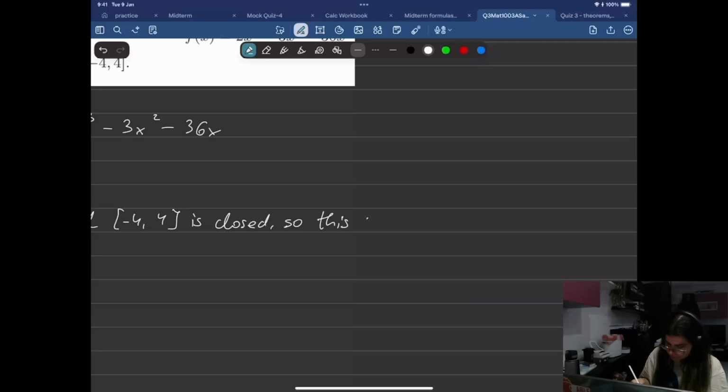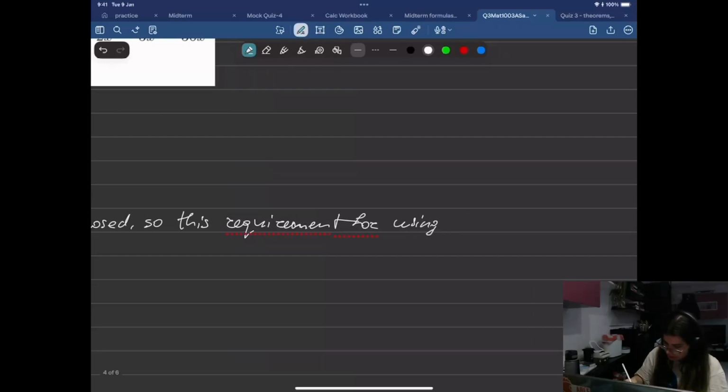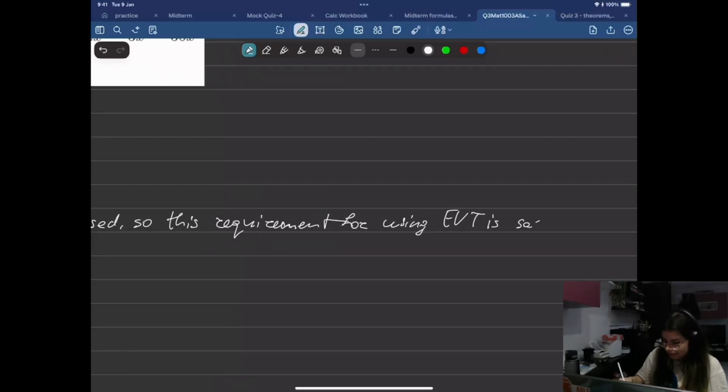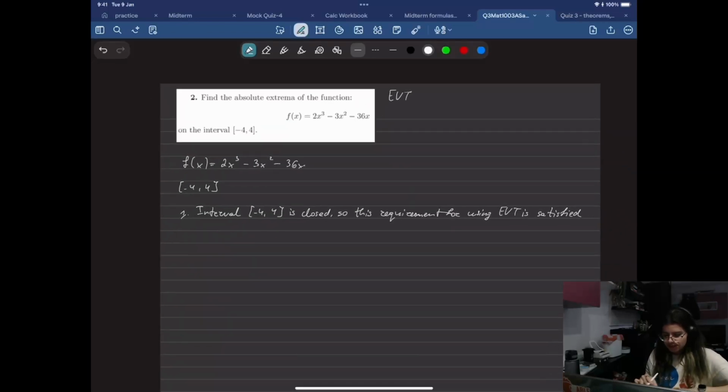this requirement for using EVT, extreme value theorem, is satisfied, right? Because if it's open on either end or on both ends, then this requirement is not satisfied and you cannot use the Weierstrass theorem. Wait, what am I writing? Satisfied. Okay, good stuff. That's the first thing.